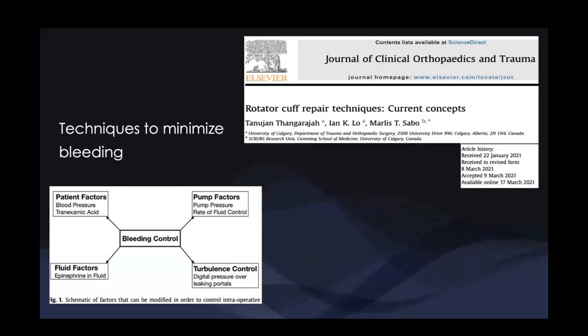Pump factors. Normally, when we are doing a surgery, we keep the pump pressure around 40, sometimes to 50. So that has to be controlled. The higher the pump pressure, the less the bleeding, the more the visibility. But that also has its own drawbacks. That has to be carefully looked into. And turbulence control. So the number of ports that you make are leaking channels, basically. These ports, when not obliterated, cause turbulence in the water inside, thus leading to a decrease in pressure, which stimulates more bleeding.